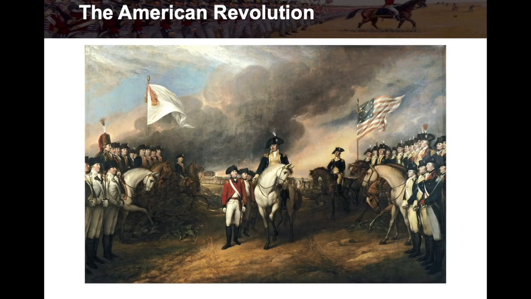So here's a painting of Cornwallis surrendering. And so you have George Washington back here in the back. And this is the British here with their white flag. They've surrendered. So that's just a painting of the surrender at Yorktown.